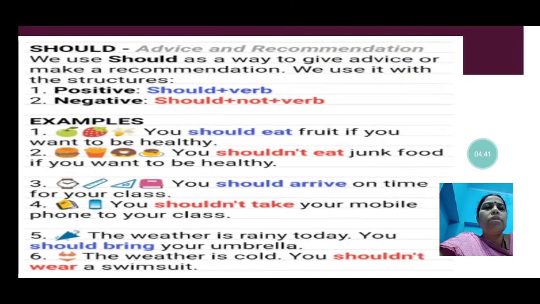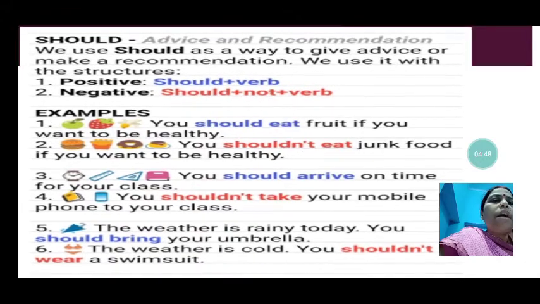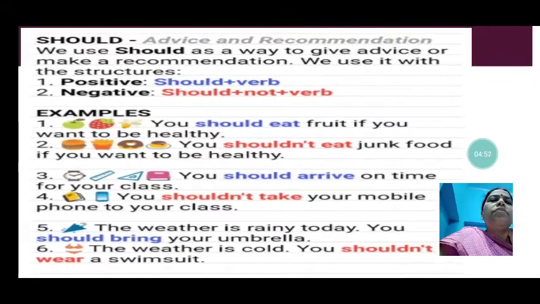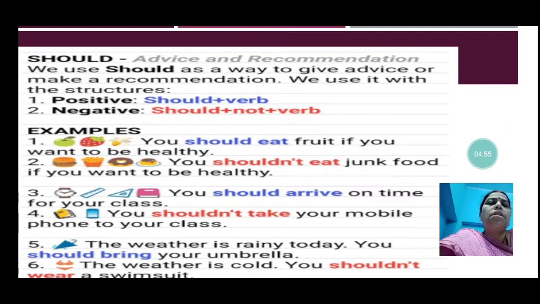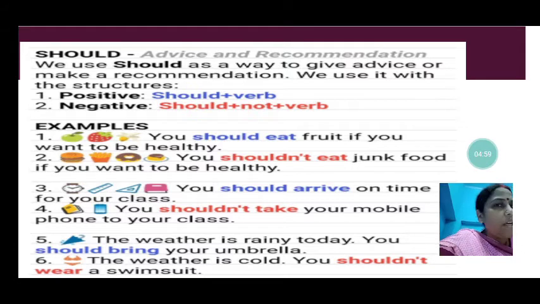Now see, first should: advice or recommendation. We use should as a way to give advice or make a recommendation. Like we use it with structures: for positive we use should plus verb. In the negative, we use should plus not plus verb. Example, let us see the positive and negative both. You should eat fruit if you want to be healthy. In the second one, you shouldn't eat junk food if you want to be healthy. See the formation of the sentence. In the first, it is talking about the positive thing, that you should eat fruit. And in the second one, it is the negative form. You shouldn't eat junk food.